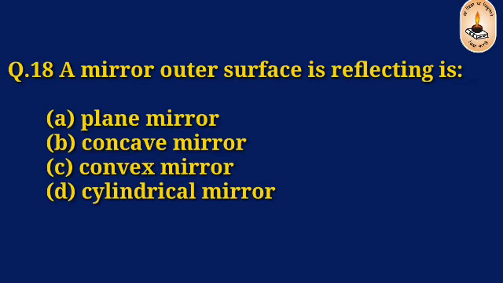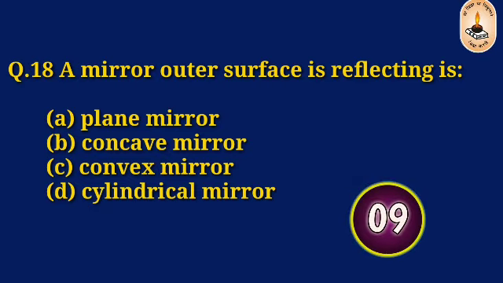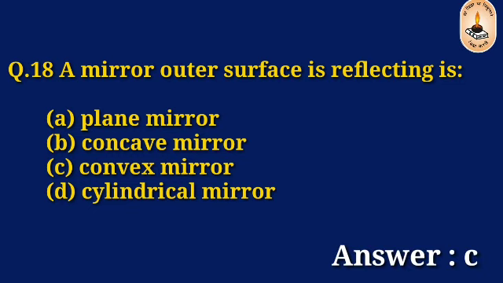Question number 18. A mirror whose outer surface is reflecting is: plane mirror, concave mirror, convex mirror, cylindrical mirror. The right answer is C, convex mirror.